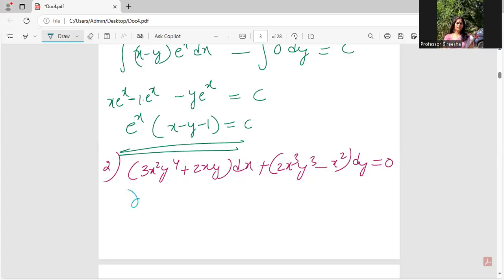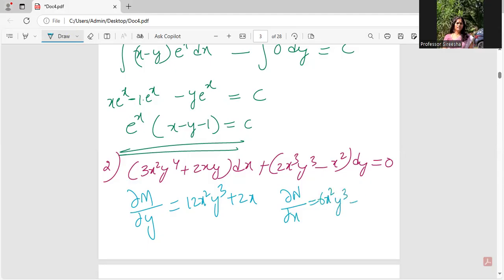First, I'll find ∂M/∂y. What I'll be getting would be 4 × 3 is 12x²y³ + 2x. That would be ∂M/∂y. ∂N/∂x would be what? 2 × 3 is 6x²y³ − 2x. Obviously, both are not equal. It is not exact.